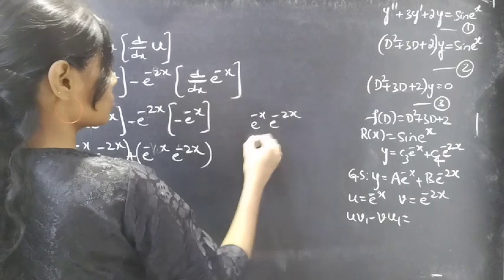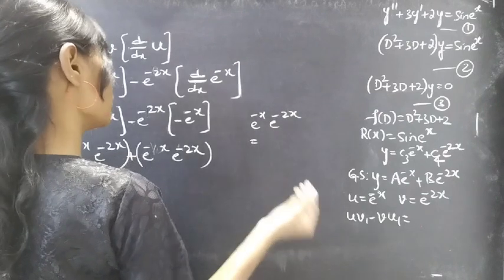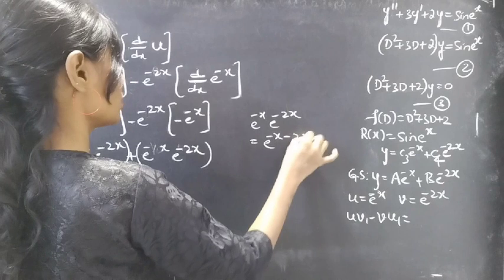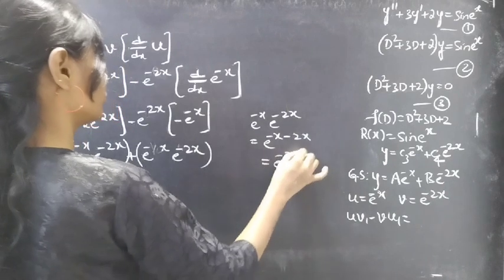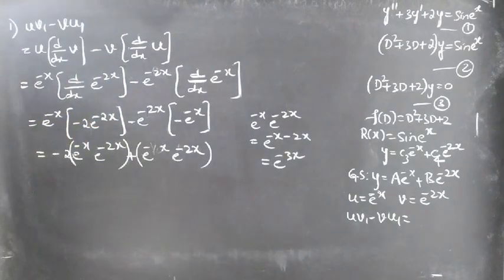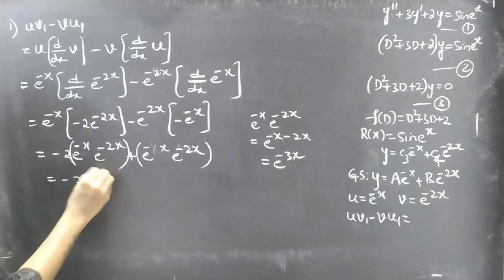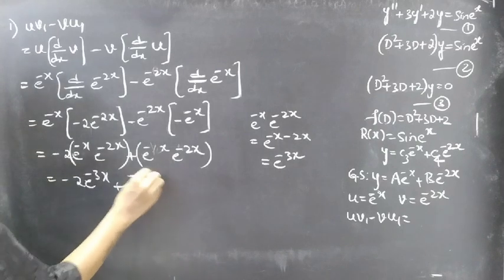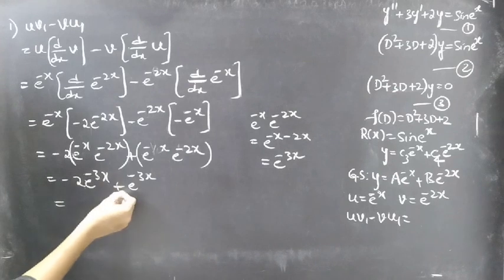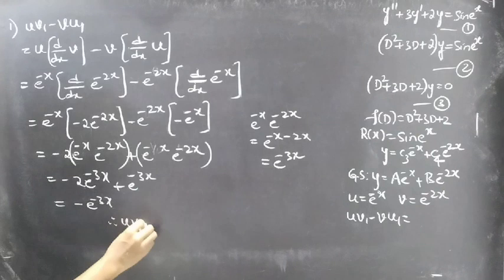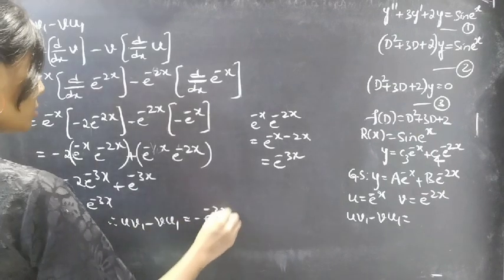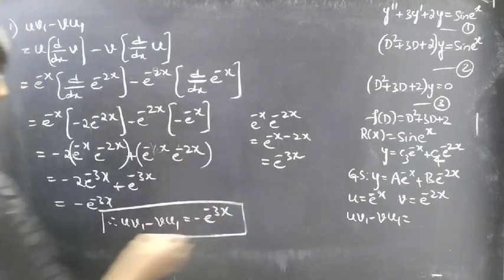We can write e power minus x into e power minus 2x as e power minus x minus 2x, which gives us e power minus 3x. Let's replace e power minus x into e power minus 2x with e power minus 3x. We'll get minus 2 e power minus 3x plus e power minus 3x. Minus 2 e power minus 3x plus e power minus 3x is minus e power minus 3x. Therefore, uv1 minus v1 u1 is equal to minus e power minus 3x.